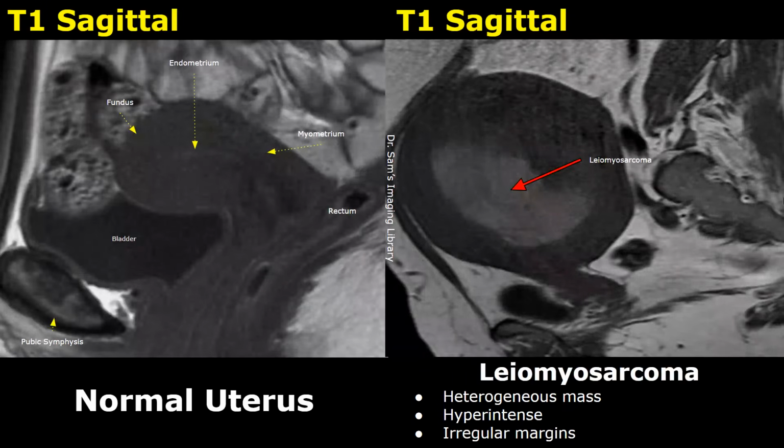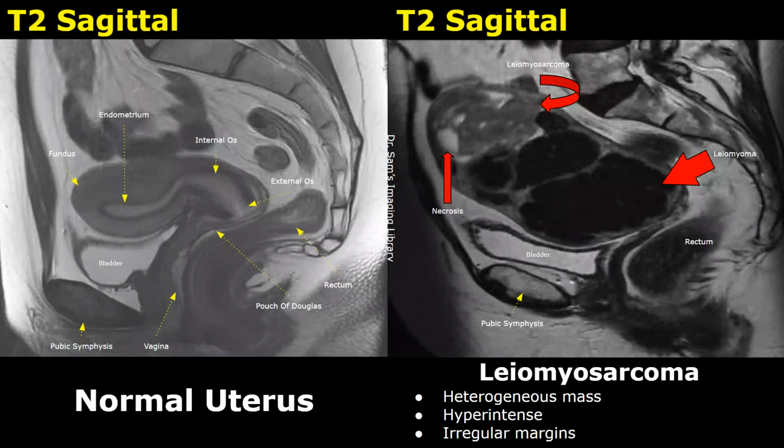A Leiomyosarcoma is a malignant fibroid. It is also extremely rare. This is a T1 sequence in sagittal view. We find a heterogeneous hyperintense mass with irregular margins. These irregular margins are usually a sign of malignancy.